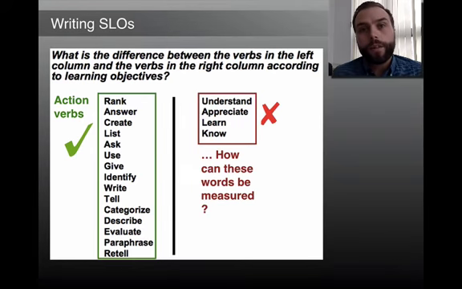Okay, so the answer is the left column are action verbs. These are verbs that we can observe. We can see our students doing these things. The columns on the right are not observable behaviors. Okay, understand, appreciate, learn, and know. We can't see these things. We can't measure these things. Okay, we can't measure our students' understanding, appreciation, learning, and knowing. Okay, so it's better to use action verbs. These are verbs that the teacher can observe.